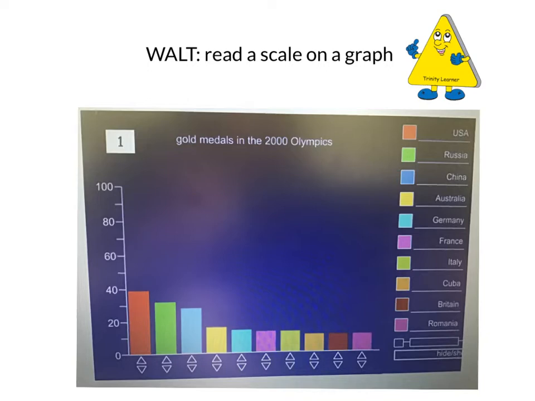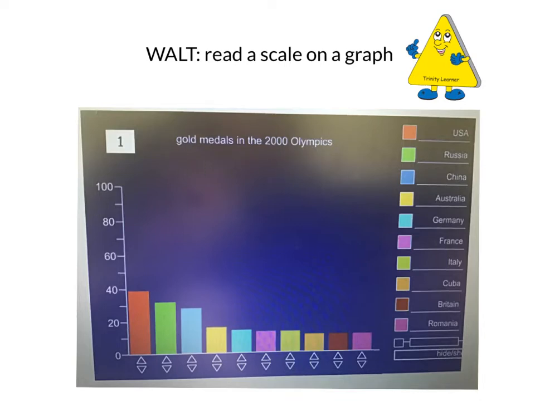So looking at this graph that we've got in front of us, we can see that the title of the graph, which should have a capital letter, don't know why it doesn't have a capital letter, is Gold Medals in the 2000 Olympics. So the amount of gold medals that were won in the 2000 Olympics.